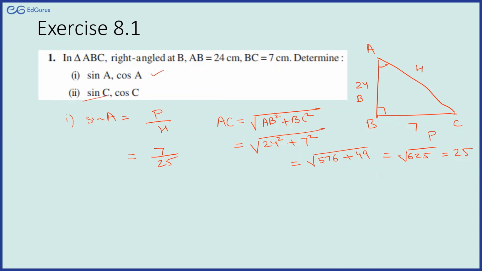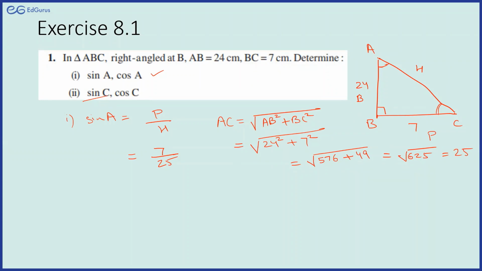Now what about sine C? Can I use the same perpendicular and base for sine C? No, ma'am, we can't take it the same, because for sine C, we have perpendicular as AB and the base as BC. So we have to take different values and then find the values. Very good. Excellent.